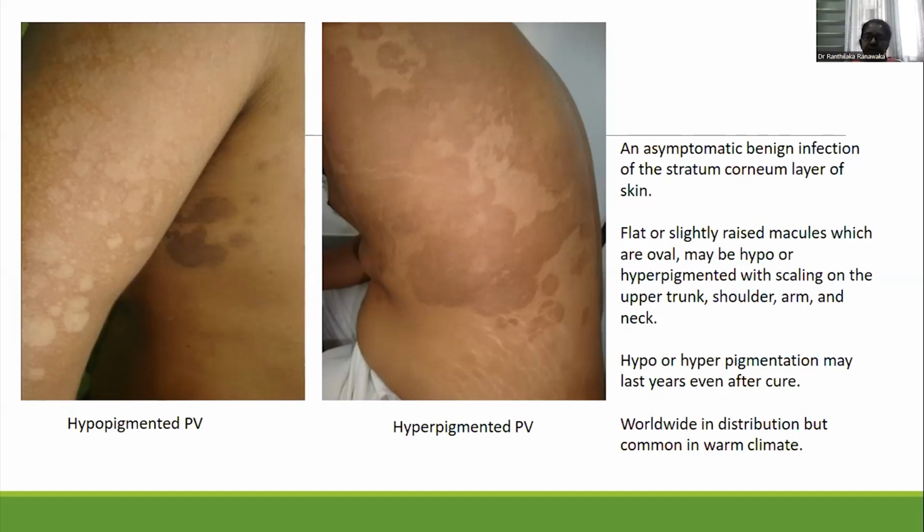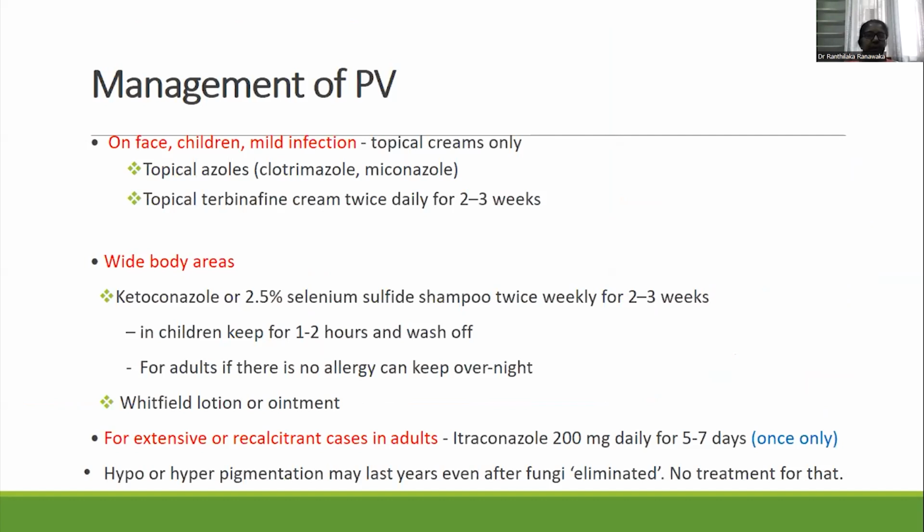So it's a worldwide distribution, but common in warm climate. So this is the treatment. On the face, in adults and in children, and in children if it's a mild infection, we give only topical creams. So we can give topical azoles, that is clotrimazole or miconazole, or topical terbinafine cream. They have to apply for 2 to 3 weeks. 1 week is not enough, 5 days is not enough, right? They have to apply 2 to 3 weeks, right?